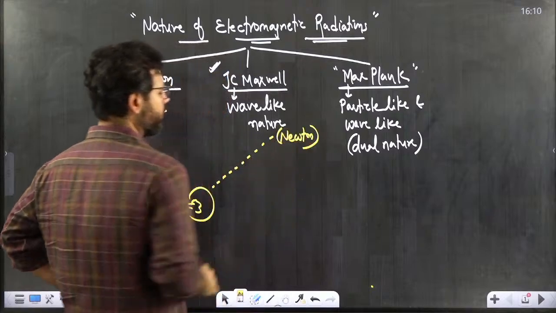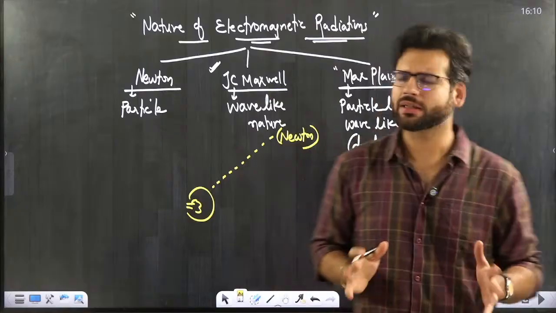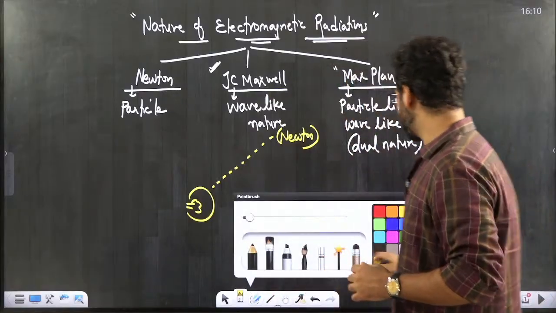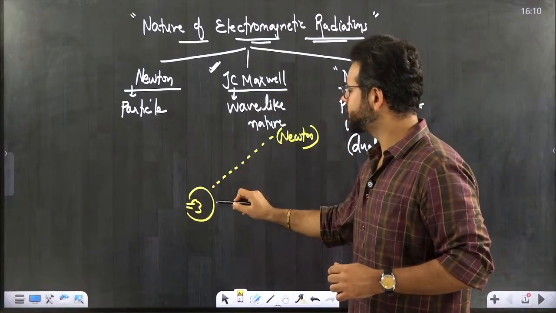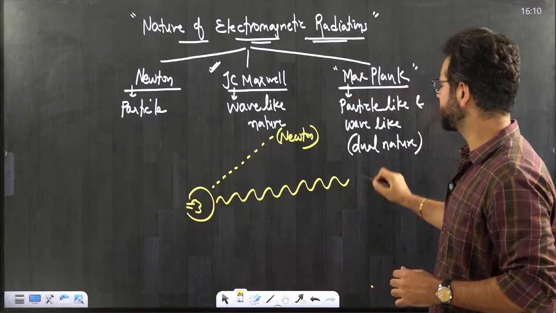We don't generally study the theory of Newton because it's a very old theory. It's a very discarded theory right now. Maxwell thought that light is released continuously in the form of a continuous wave of a constant wavelength like this. This is what Maxwell thought.